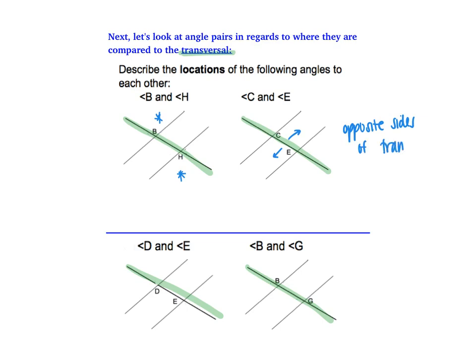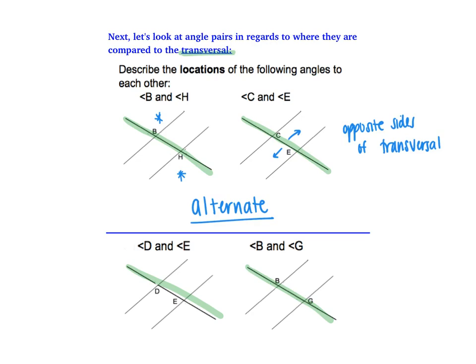So how we say that in our, again, slightly fancy way would be that we call those alternate angles. So B and H would be alternate angles to each other, and same thing with C and E. They are on alternate sides of that transversal.